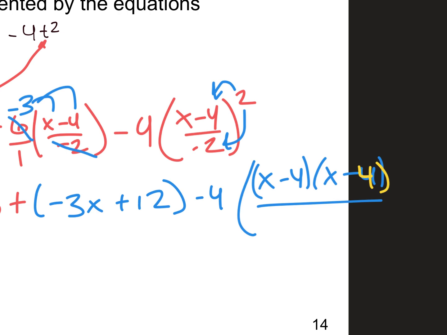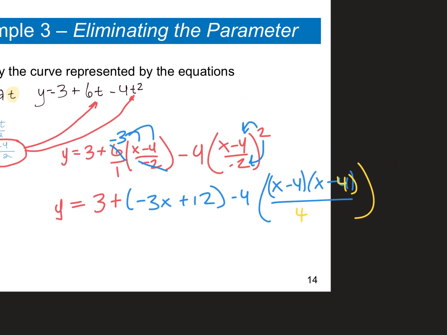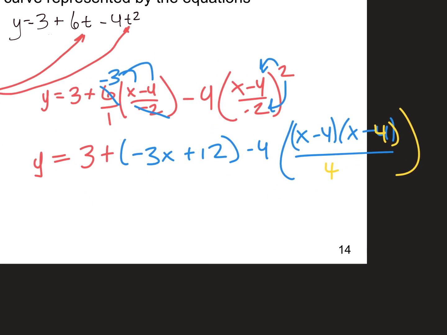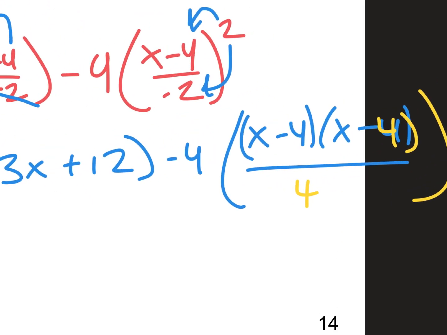Negative 2 squared is what, guys? Okay, 4. Everybody with me? Yes or no? Okay, I'm going to do a little simplifying before I multiply. What can I simplify right here? I can simplify the 4s, can't I? If there's a 4 in a numerator and a 4 in a denominator, can you simplify it? Yes, so this becomes a -1, and this becomes nothing.